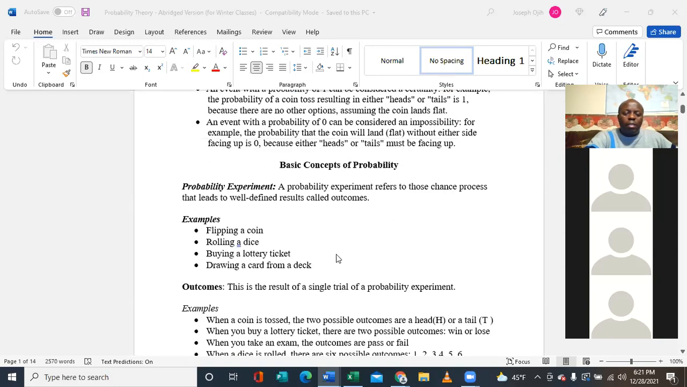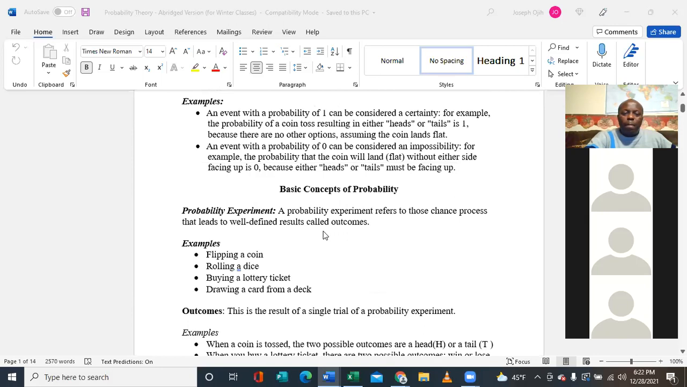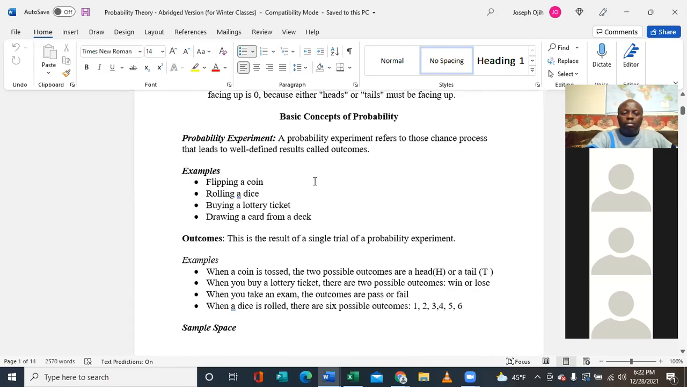Let's start with the probability experiment. A probability experiment refers to those chance processes that always lead to an outcome. For example, when you flip a coin or you toss a coin, the outcome can be head or tail.